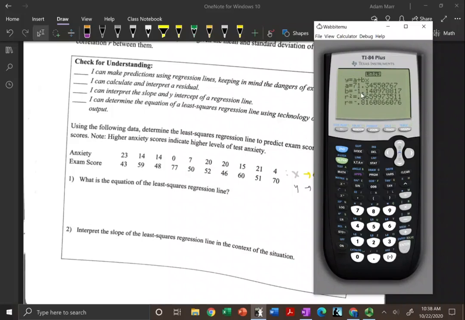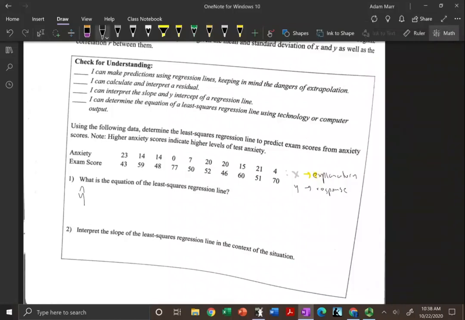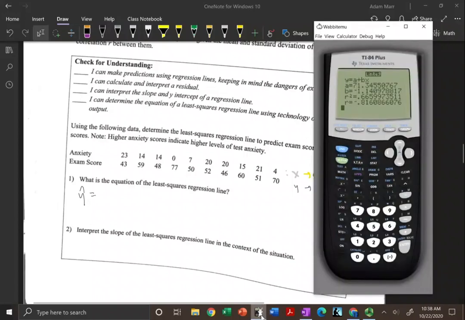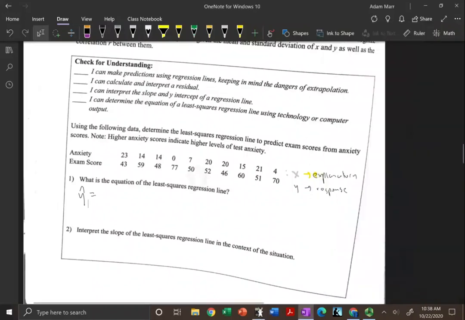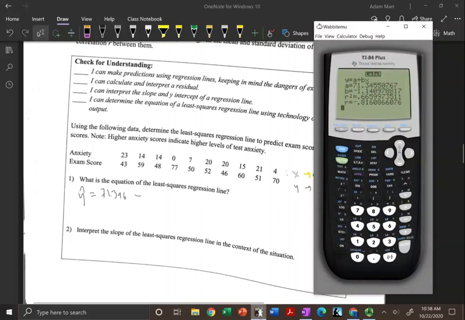So the regression equation is y equals 71.346, rounded, minus 1.141. Again, we have the least square regression line: y hat equals, remember, it's a prediction, of course, 71.346 minus, and the slope was 1.141, times x.